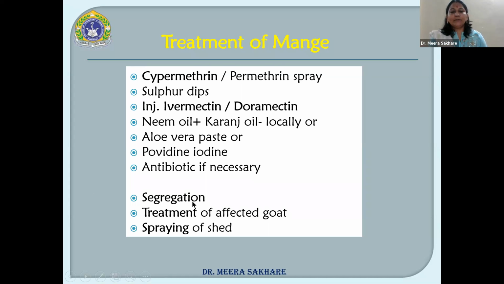And most important, separation of the animal from other animals. Mange is a very contagious type of disease, so you have to isolate the affected animal and go for treatment of that animal. Most of the time when mange is there, we are only concentrating on the affected animal. But what about the environment? Disinfection of the environment is also important. Spraying the sheds and the surrounding area with chlorhexidine or sodium hypochlorite is very essential for the removal of mange.